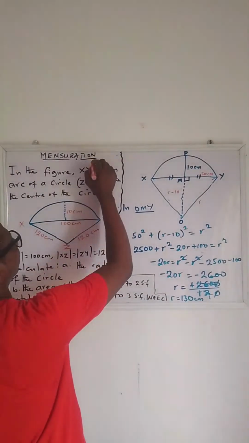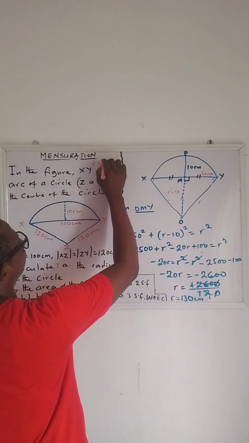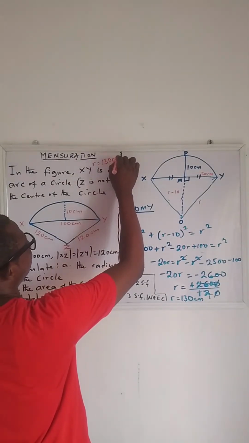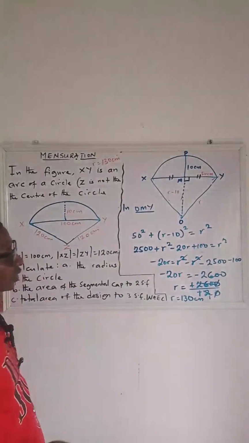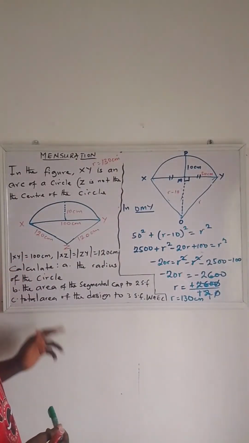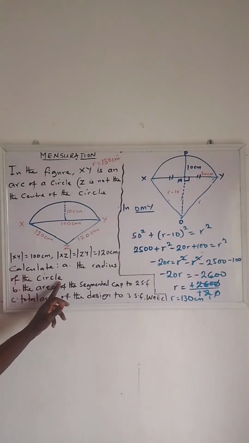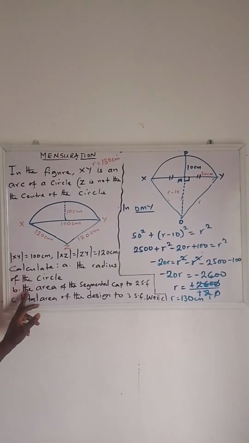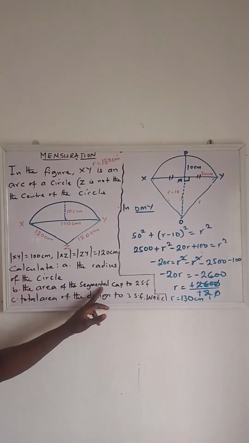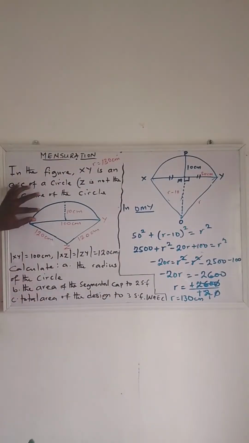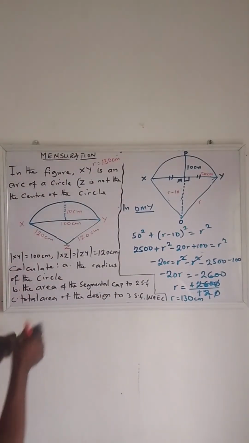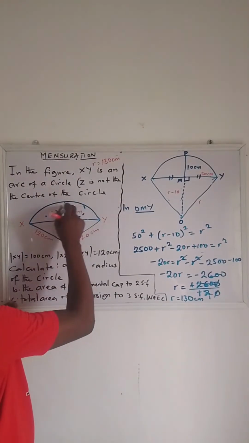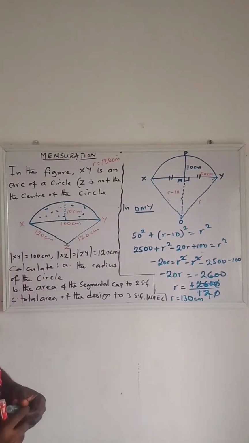So now let's write that here. R is 130 centimeters. Okay, so we have solved the first part of the question. Now, the second part of the question is to calculate the area of the segment. We want to get the area of this region here. This is what we want to get now. So how do we get that?